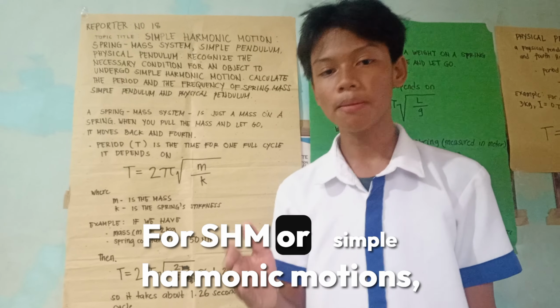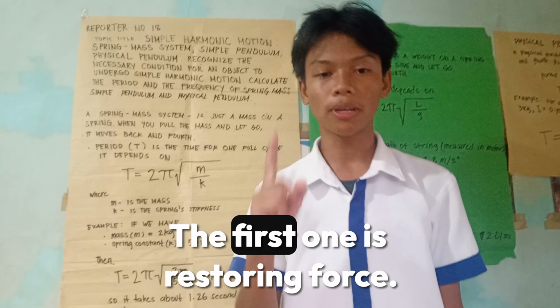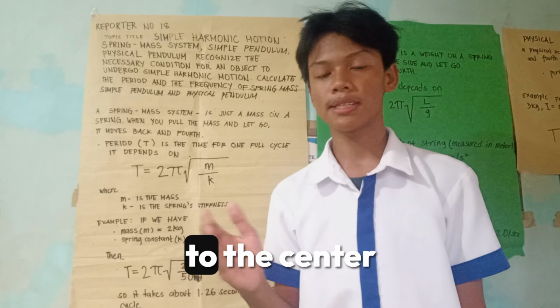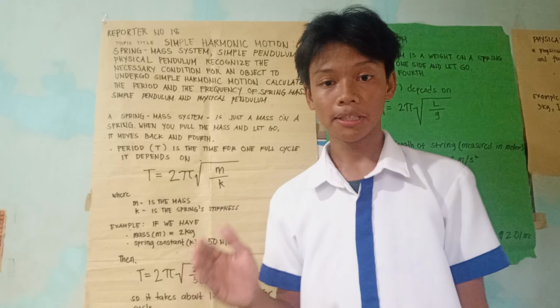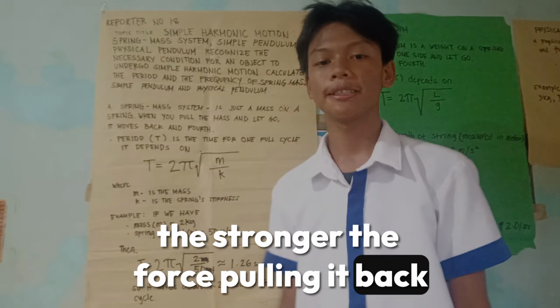For SHM or simple harmonic motion, two things need to happen. The first one is a restoring force. There's a force pulling the object back to the center, and the second one is a proportional force. The farther it's moved from the center, the stronger the force pulling it back.